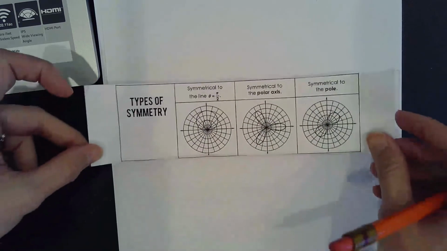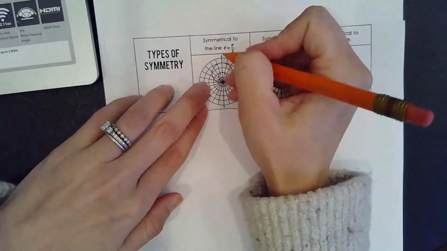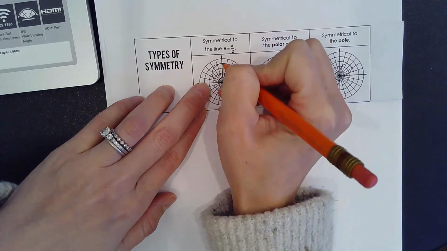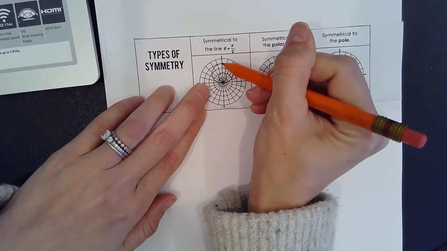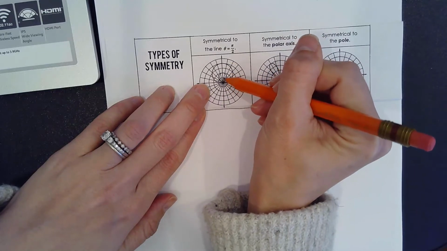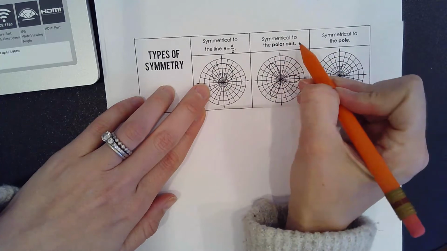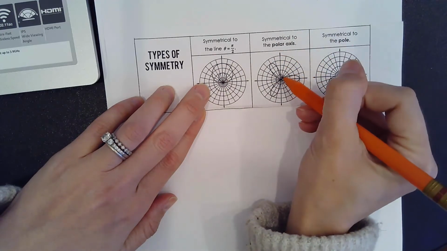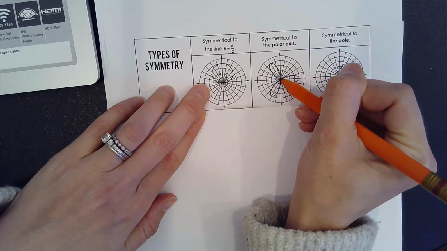So the types of symmetry that you can have is you can have symmetrical to the pi over 2 here. So almost as similar as being symmetrical across the y-axis. So that means that the left side looks identical to the right side. Okay. It could also be symmetrical to the polar axis. So it just means that everything is in line with this polar axis here.